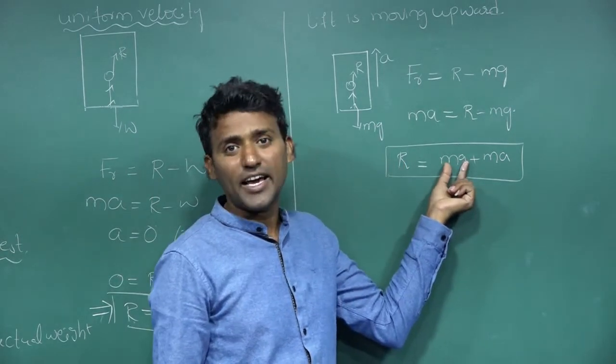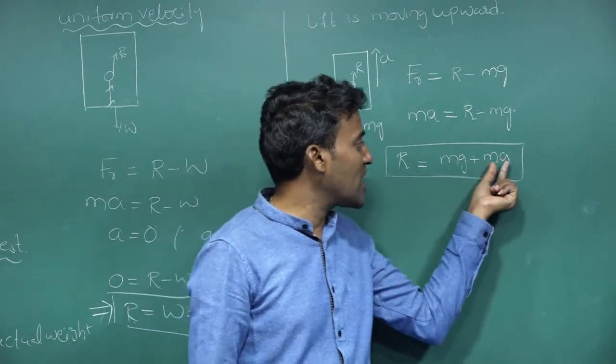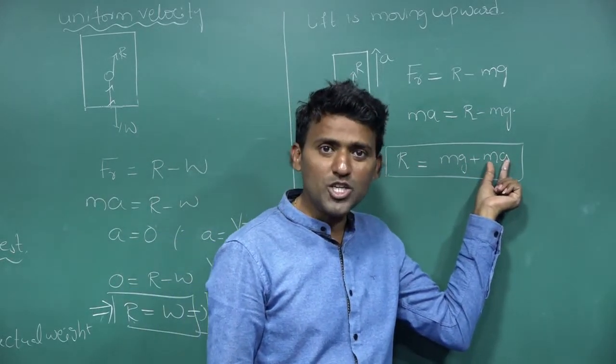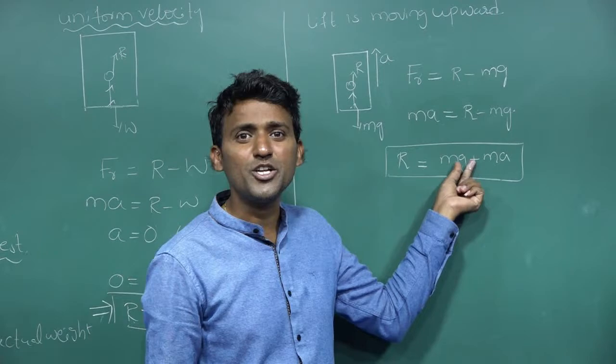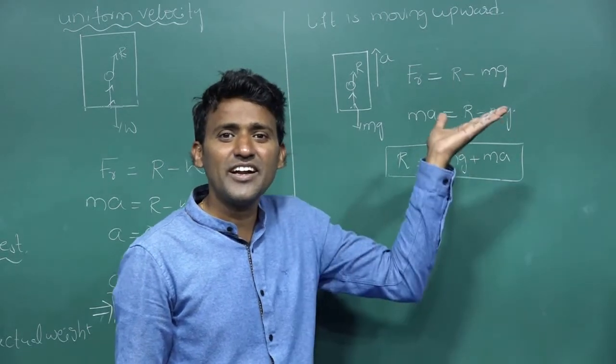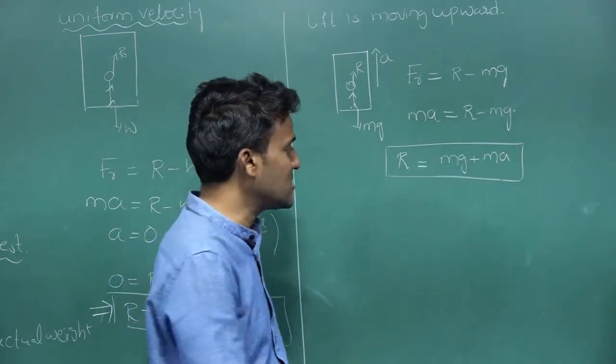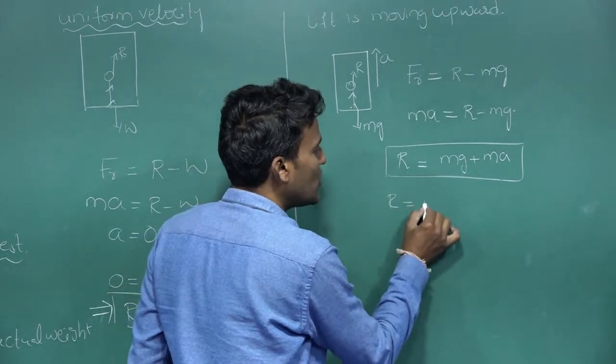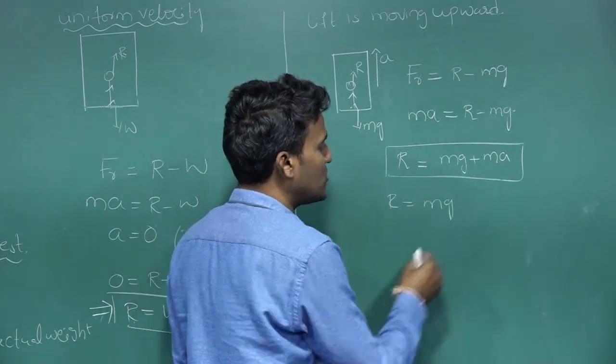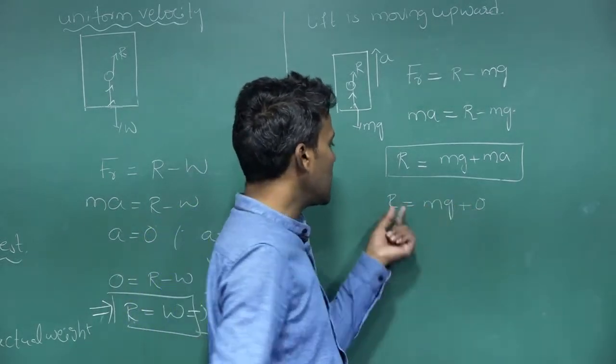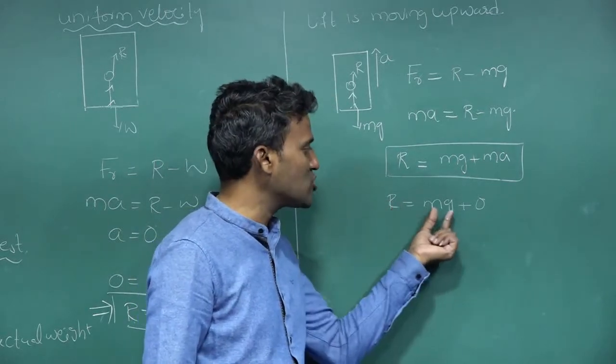mg is the actual weight. But we are adding some numerical value to the actual weight. At that moment, is your weight increasing or decreasing? Your weight increases. See here, R is equal to mg plus 0, as I have written. Here apparent weight is equal to actual weight.